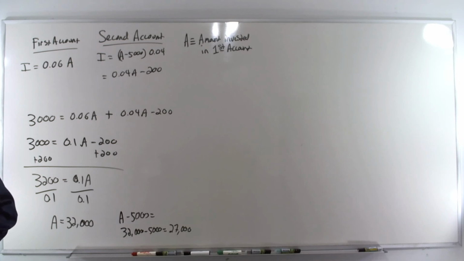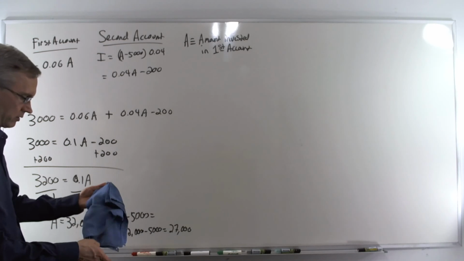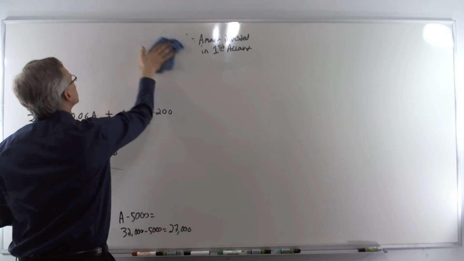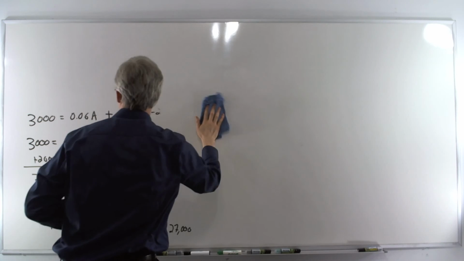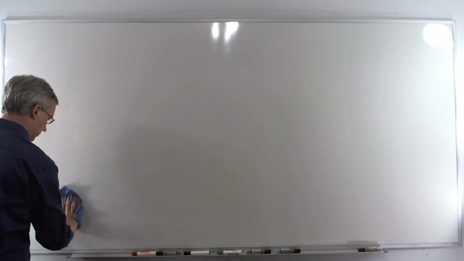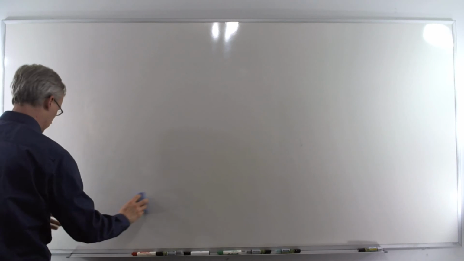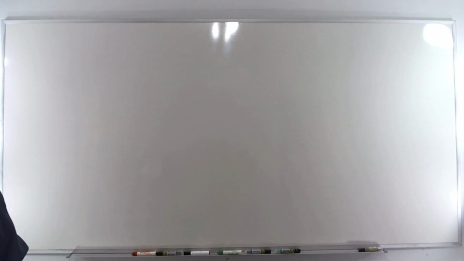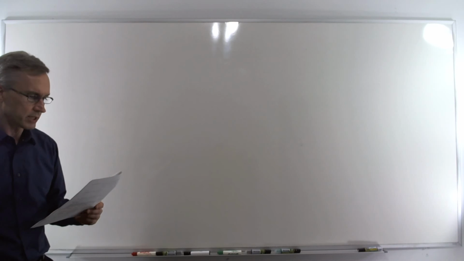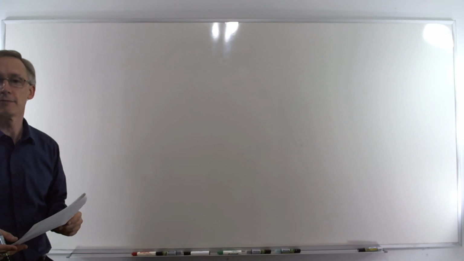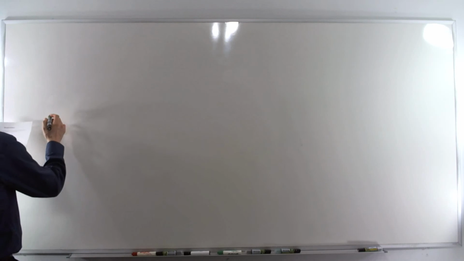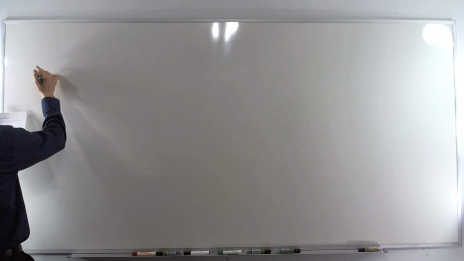Next type is a mixture problem. And we're going to use as an example a very common calculation in chemistry. So we've got 4 liters of a 15% acid solution. And we'll talk about what that means in a second.